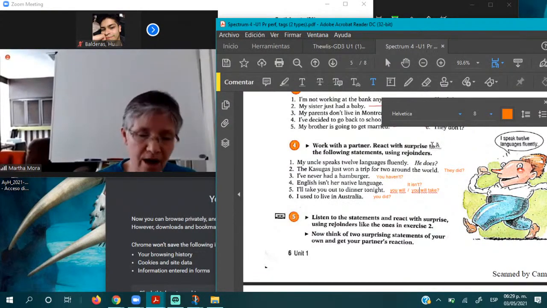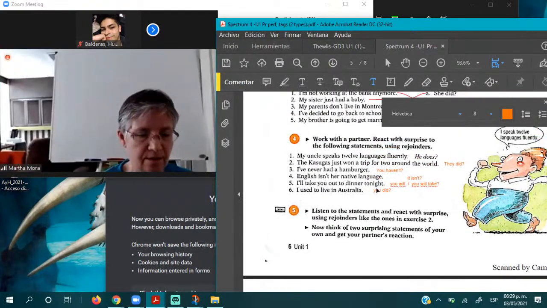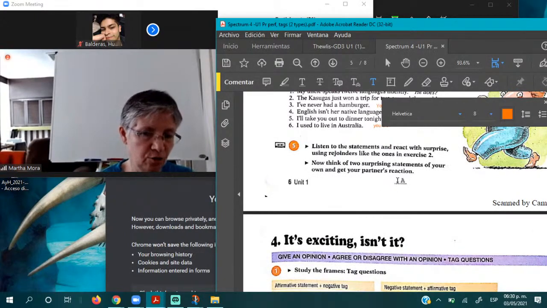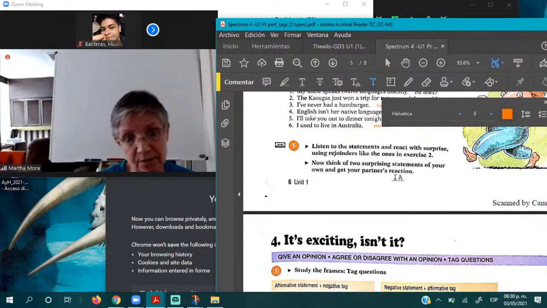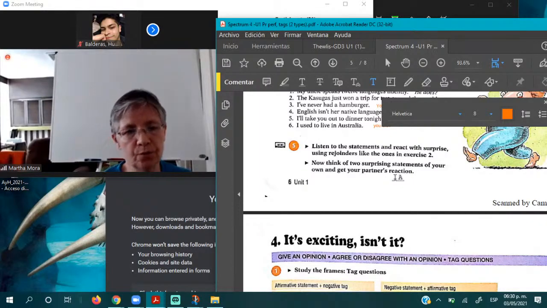Okay, so now you are expected to practice with your own surprising sentences. For homework, you had 7 sentences. So you have to surprise your partner, and your partner needs to react with the auxiliary corresponding to that tense, and in the correct form, affirmative or negative, depending on your sentence. If it is negative, the reaction is negative. If it is affirmative, the reaction is affirmative. Okay? So I'm going to give you 5 minutes.